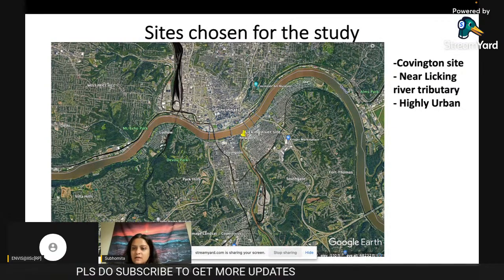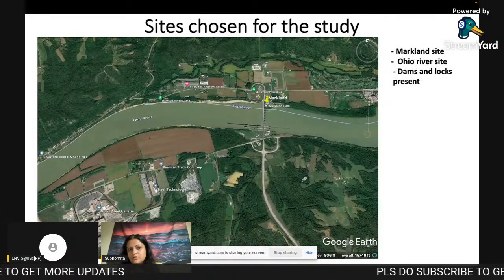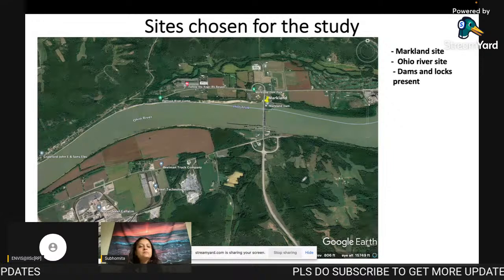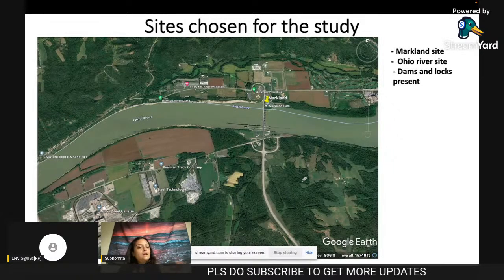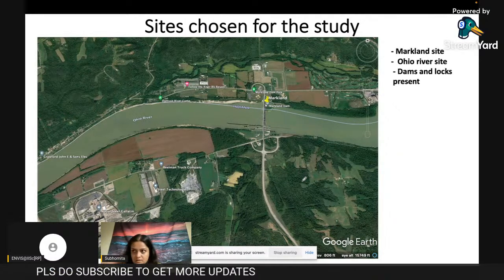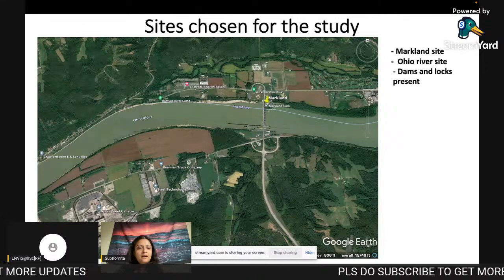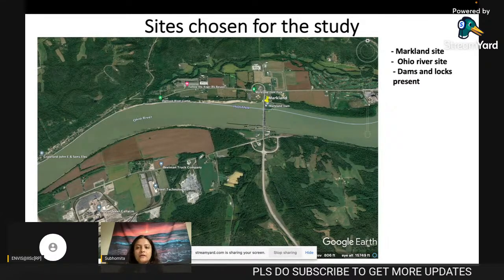So this is the first site, the Covington site, and the next one is the Markland site. This is not technically urbanized, but it has a different kind of human impact. There is a dam there. There are a ton of dams across the river, and this is one of the major dams, called the Markland Dam, and it's also surrounded by agricultural land uses.